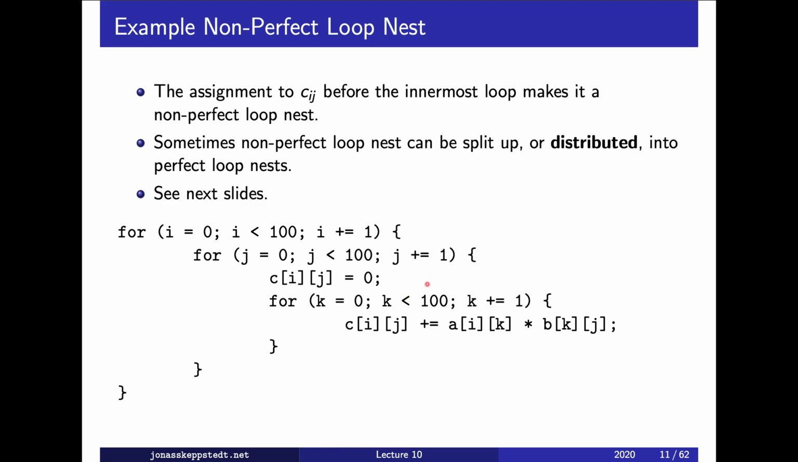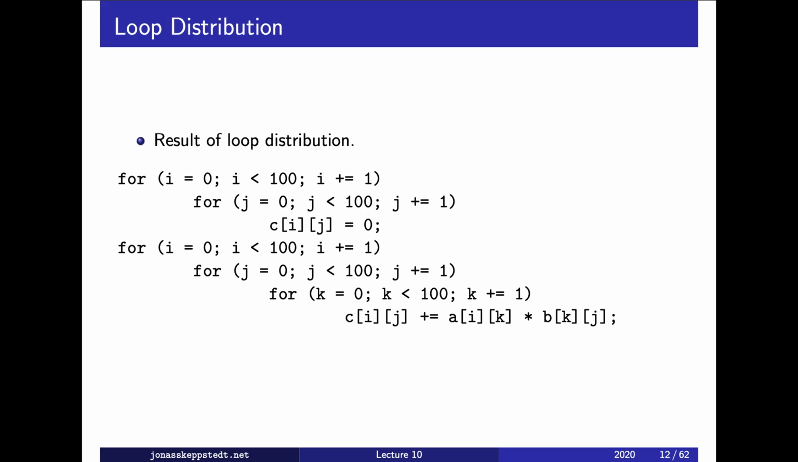Okay, so here we have an example of a non-perfect loop nest with an assignment that is not at the innermost level. So what can we do about that? In some cases, such as this one, we can duplicate the loop and put this part in one loop and the other in another loop, like this. And then we have two perfect loop nests.